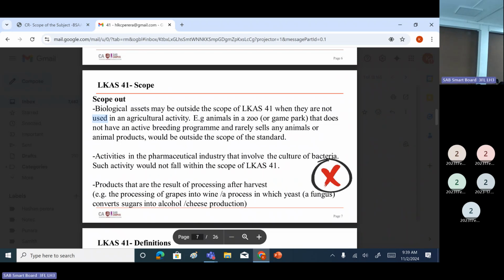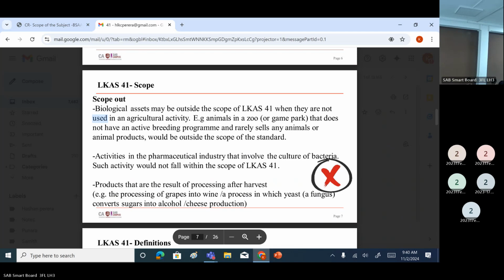Biological assets may be outside the scope of IAS 41 when they are not used in agricultural activity. So, animals in a zoo. I discussed this elephant in a zoo. It's not an agricultural activity. We are using that animal for entertainment purposes. So that animal can't be treated as a biological asset. It's not a biological asset. So animals in a zoo, we can't consider as biological assets.